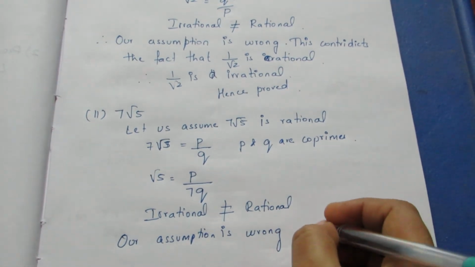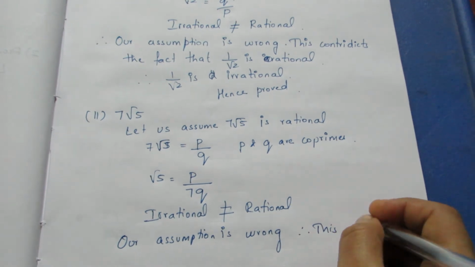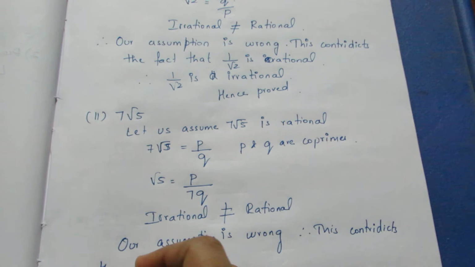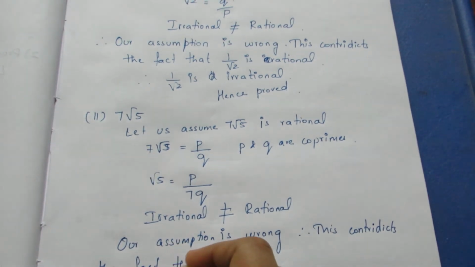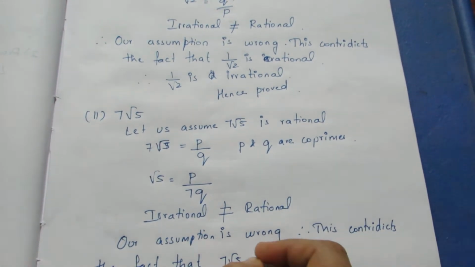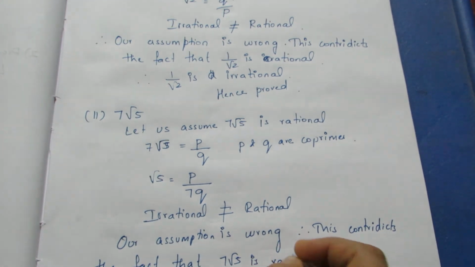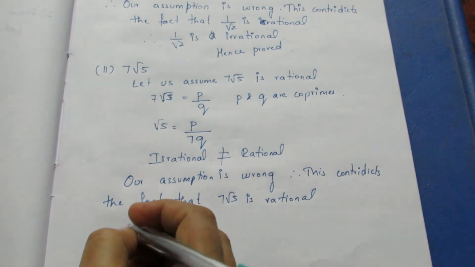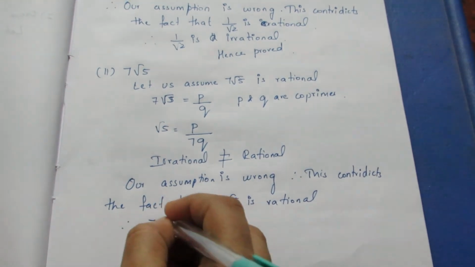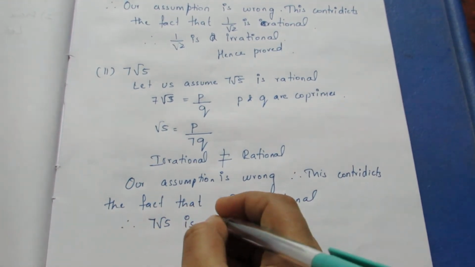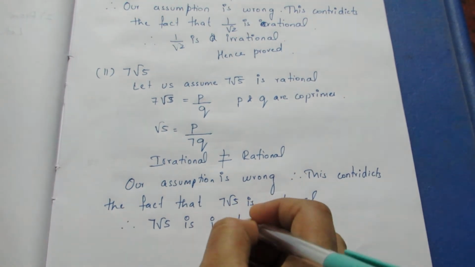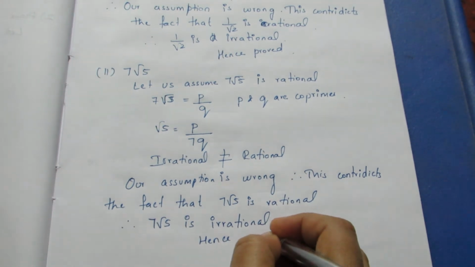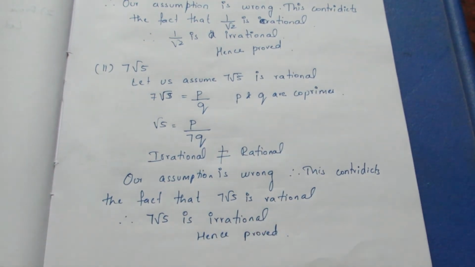Therefore, this contradicts the fact that 7 root 5 is rational. Therefore, 7 root 5 is irrational. Hence proved. So that's all with the second sum. We'll move on to the third one.